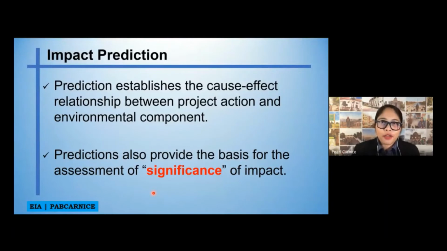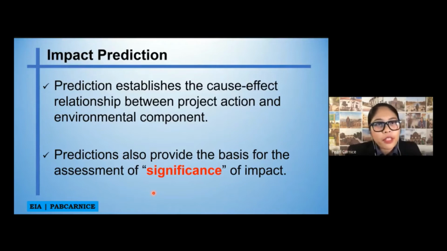So prediction, of course, establishes the cause-effect relationship between project action and environmental components. That is why we always try to think and predict what will be the future impact of our project or our study. And at the same time, we have to think of our project or activity as the cause and its possible effect. May it be in the future after 5 or 10 years, or may it be a direct effect after the study or after the project has been established.